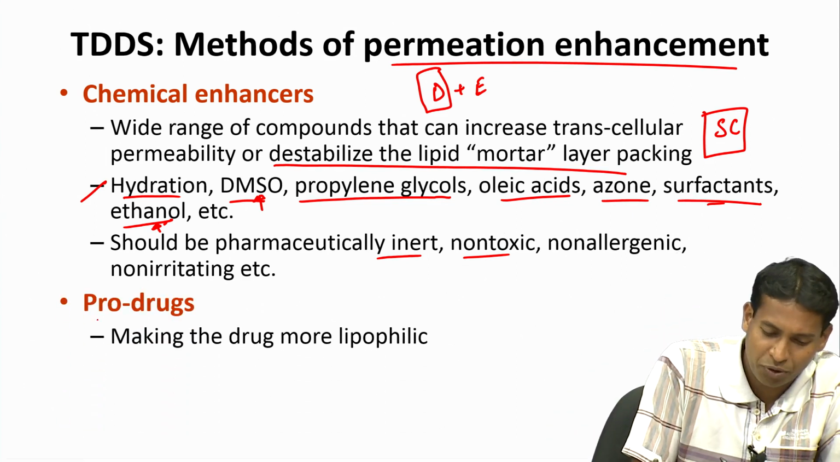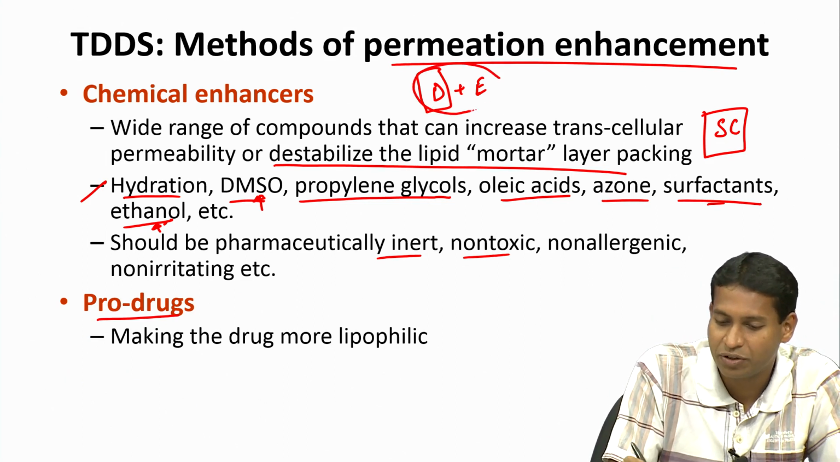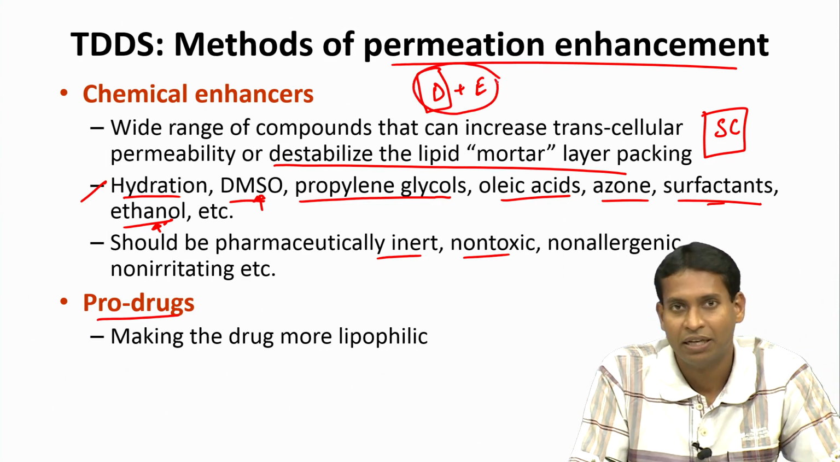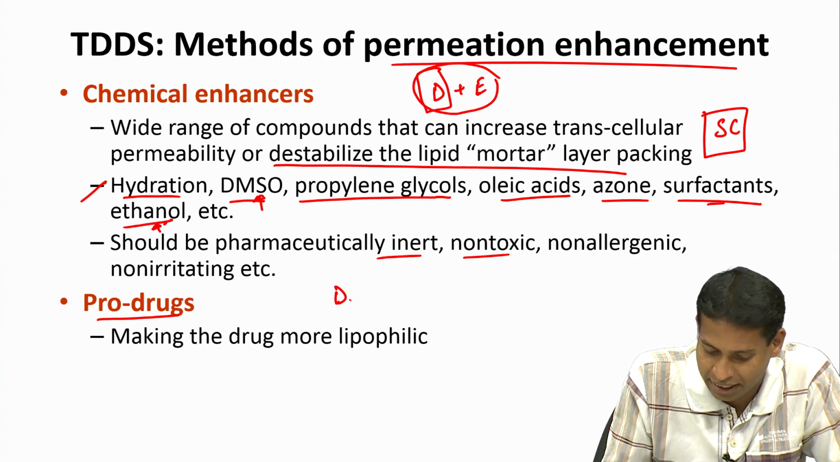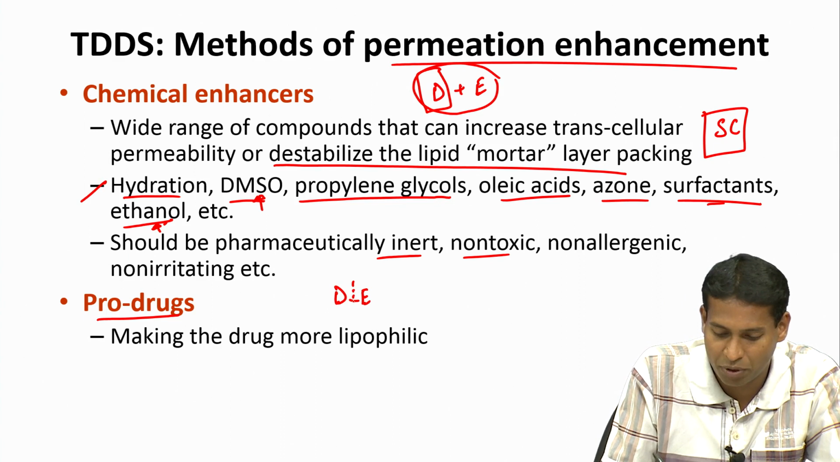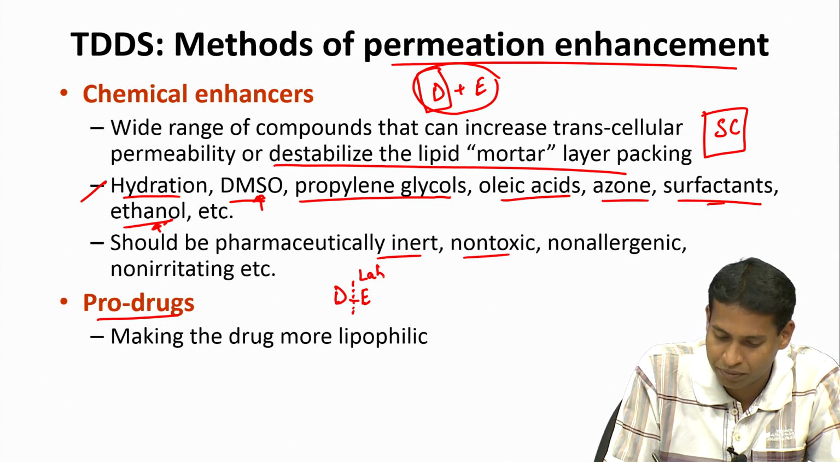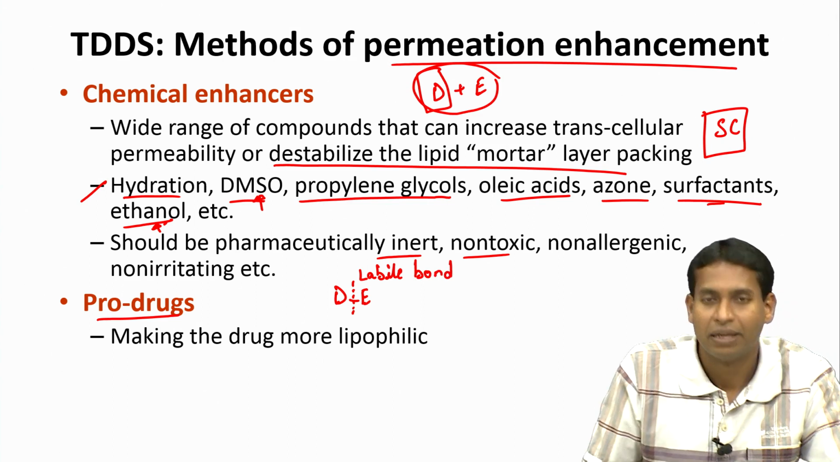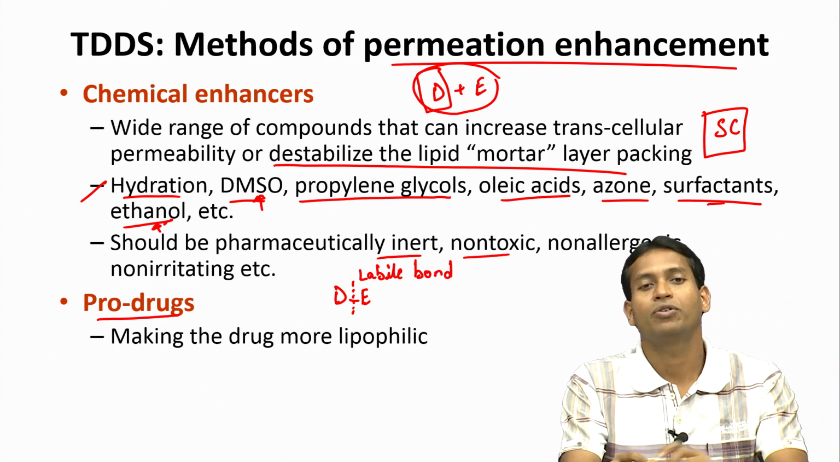Then we can go back to prodrug. So, this was just simply mixing the enhancer and the drug. You can actually link the enhancer with your drug with some sort of a labile bond, and then this can be used to deliver.